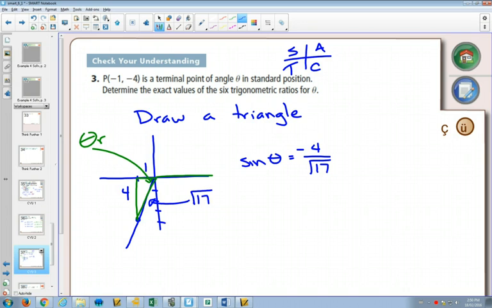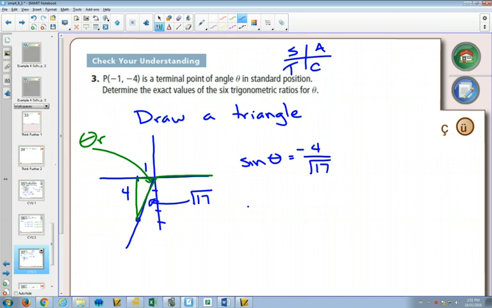Yes? Not always. Sometimes they might be, but sometimes they're not. Yes? Because it's in quadrant 3 and sine is negative in quadrant 3, the whole fraction's negative. You could put the negative in front of the fraction or a negative with the 4, it wouldn't matter.